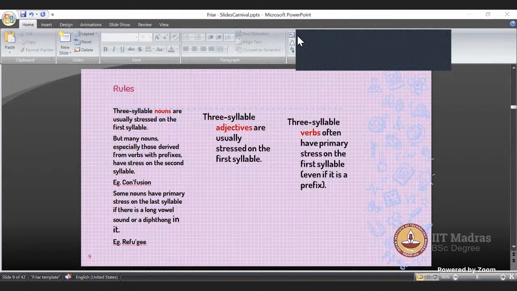Although both of them say that it takes the stress on the first syllable, these are two different rules. So adverbs take the stress on the first syllable, and words that end in ly, er, or, y, all of them also additionally take the stress on the first syllable. I hope that part is clear to you.